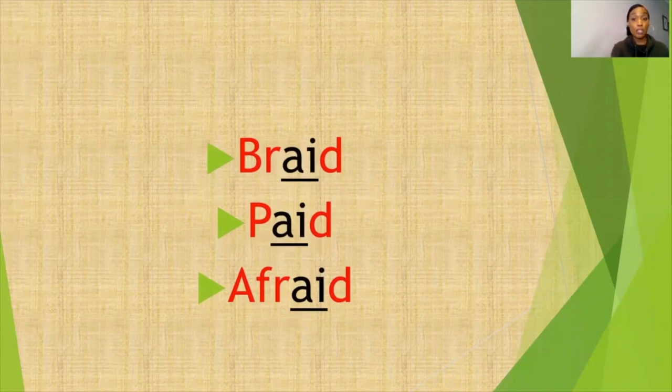We have three words on the screen. How do they spell long A? You're right, AI. I have underlined AI and colored it in black so you can remember that this is one of the spellings for long A. Let's read the words. Braid, paid, afraid.